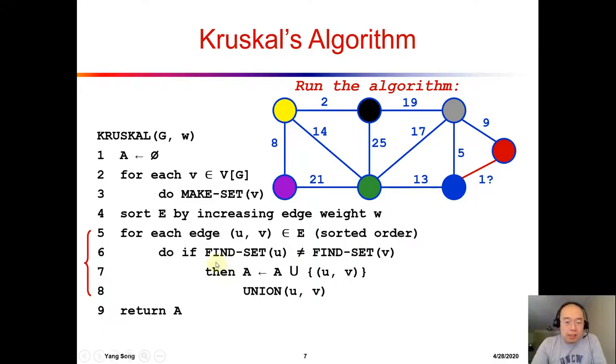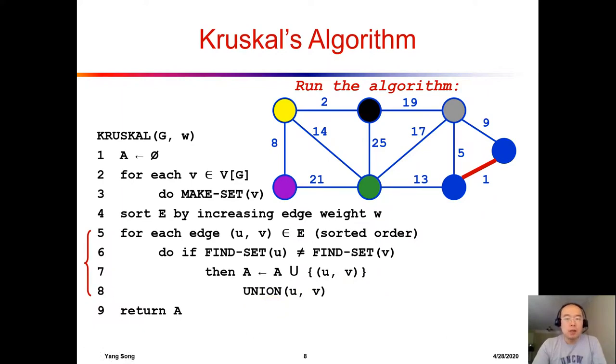Since they do not belong to the same set, I'm going to add the edge UV to A. And the next step, I'm going to union U and V, so now I union those two nodes together into one set. I'm using the red color to highlight this edge, because this edge will become part of the minimum spanning tree. I'm also going to color those two nodes with the same color blue, saying that since they are now unioned, they belong to the same set.